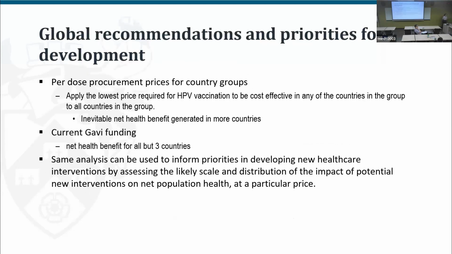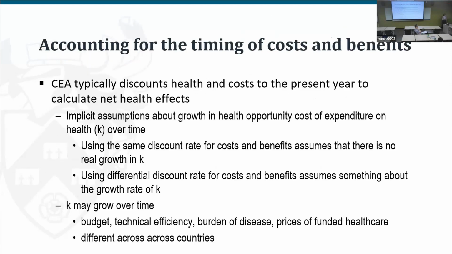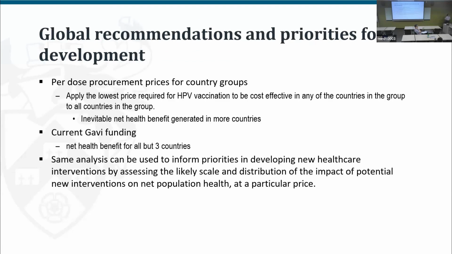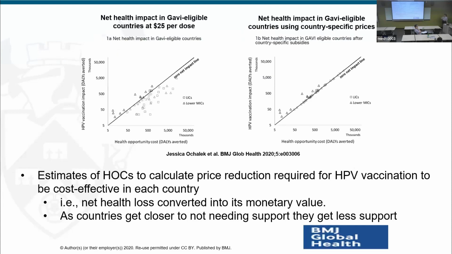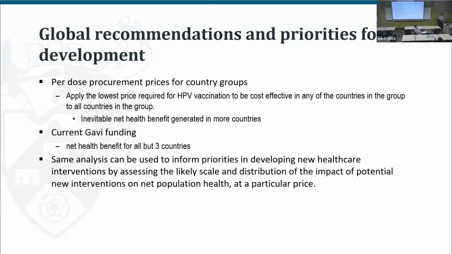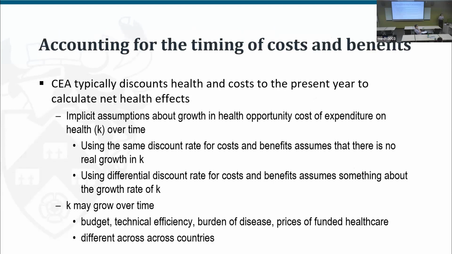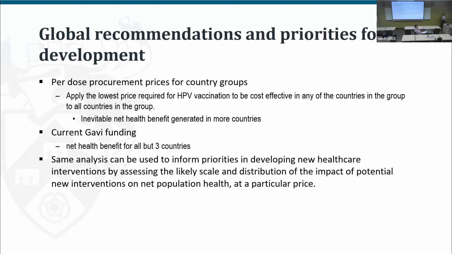So we can also look at this by country groups. And that is, if we were to apply the lowest price required for HPV vaccination to be cost-effective in any of the countries in the group to all of the countries in the group. But what this inevitably means is that on this figure, you would have some of those countries that had gray markers actually being up here. And so it's not the most efficient use of resources, but it might be potentially the best possible policy that could be done.